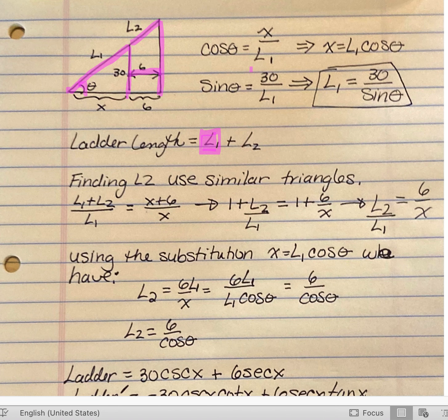Now, I could have found L1 from this first equation here, but the problem is that we need to find it in terms of theta, according to what the question is asking us to do. And if I use this equation here, I'll have x's and thetas in there, and we don't want that. So I don't want to use this first equation that I found with cosine for L1. But this L1 here is only in terms of theta. So this is what I'm going to use for L1.